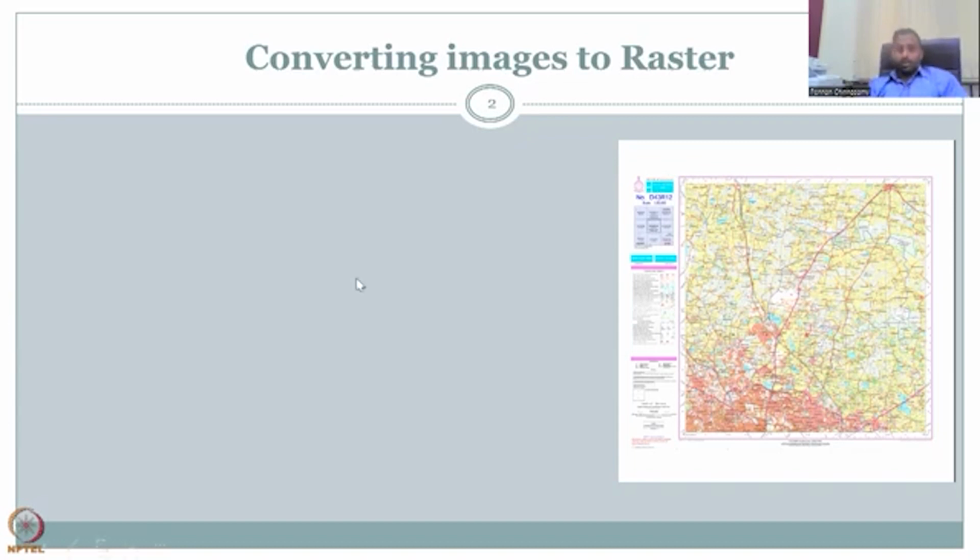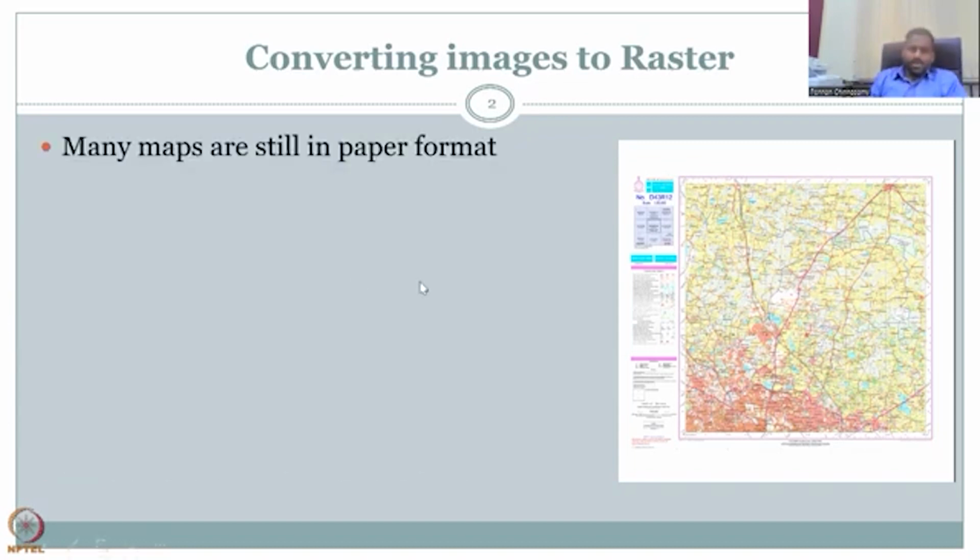Okay, so moving on. Maps are still in the paper format. As I said, there is a tremendous amount of data in maps if you want to do a long-term analysis. I have been to a lot of these survey offices when I was a student and a junior researcher after my PhD. It is a tremendous amount of knowledge, but it's not that easy to access.